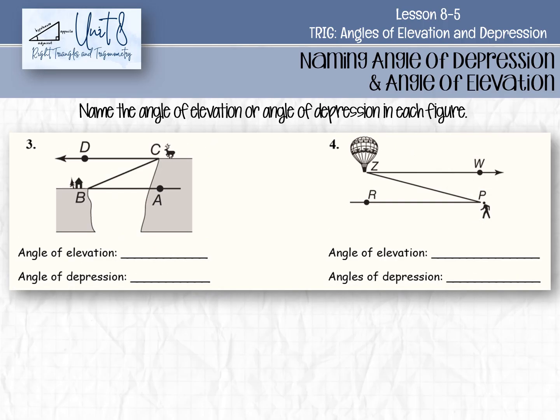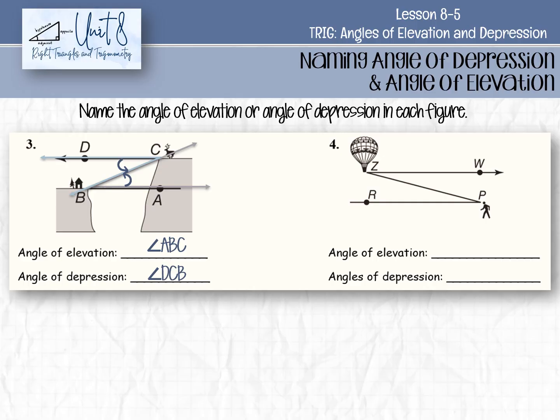Let's do it again. Now this moose is looking at a house, and apparently the house with the tree that's a little bit tipsy is looking up at the moose. So angle of elevation is angle ABC, and angle of depression is angle DCB.